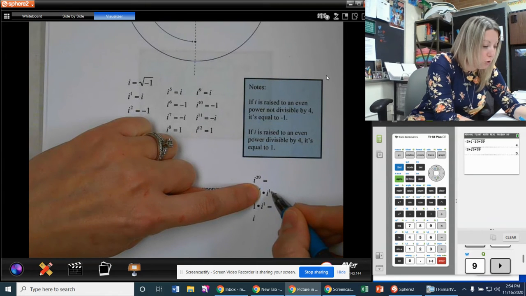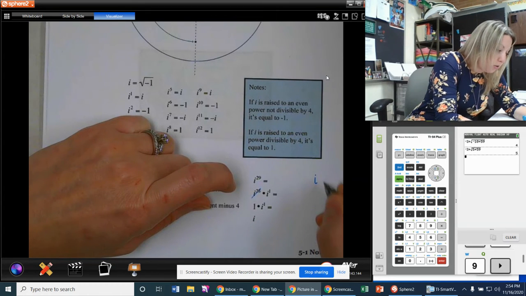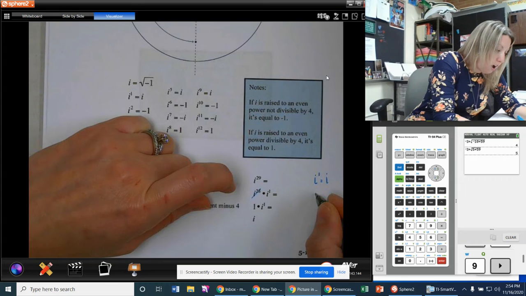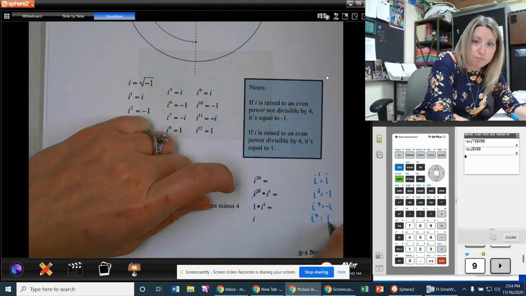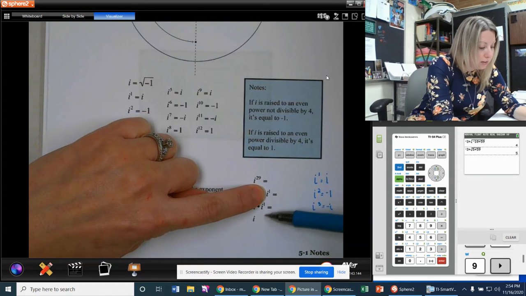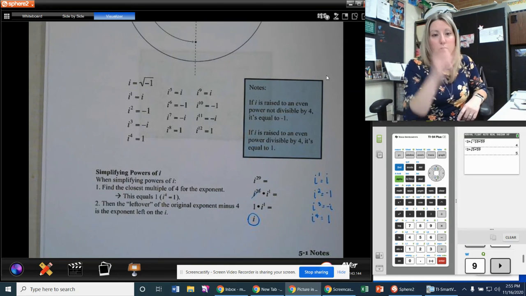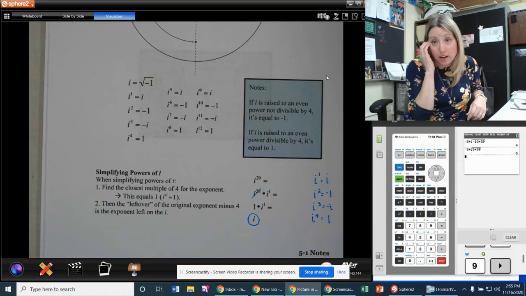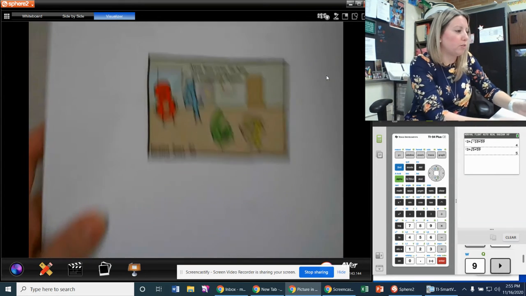Now this is your leftover, and what's the leftover equal to? Well, what I do is I write it out. So I to the first is I, I to the second is negative 1, I to the third is negative I, I to the fourth is positive 1. And so I to the first is what's left. That's equal to an I. The whole answer is I. That's how we're going to work these. And unfortunately, no, you cannot just plug that into the graphing calculator. Okay, so let's do some more examples.